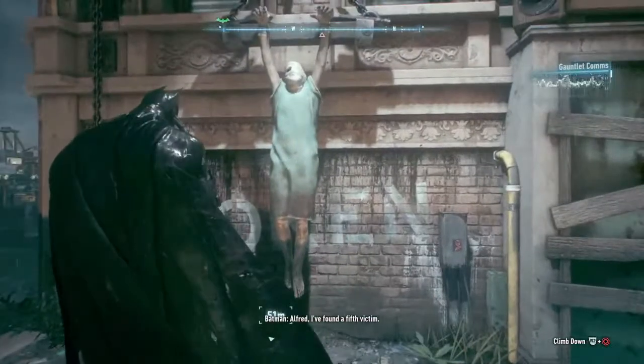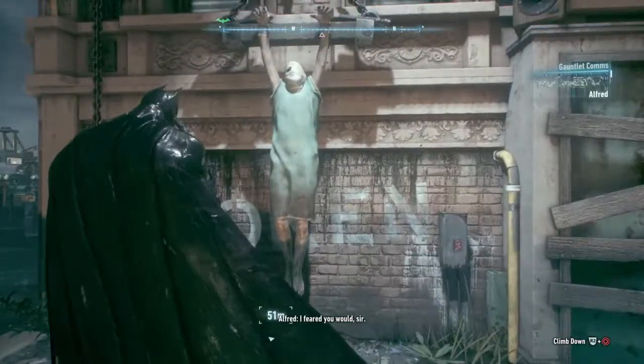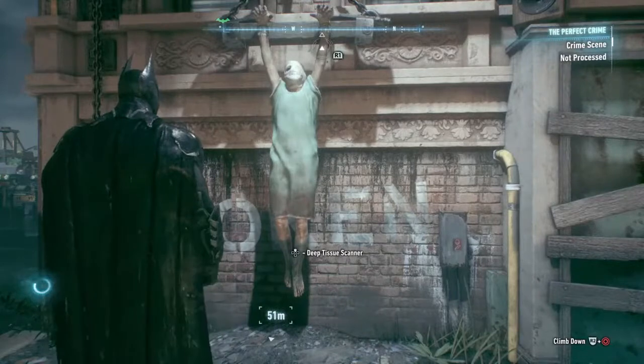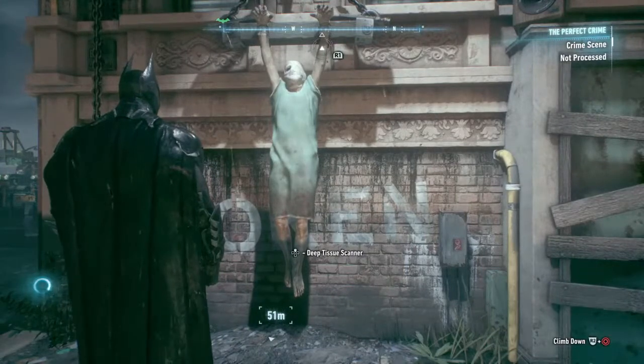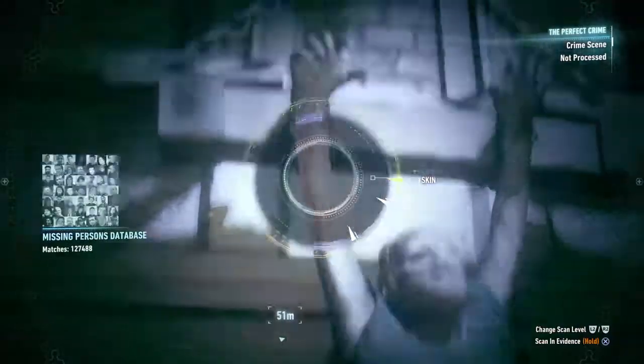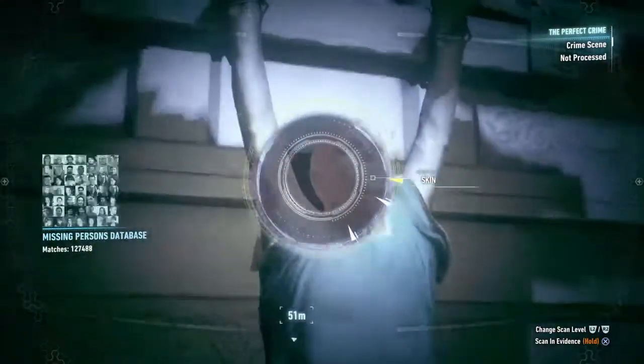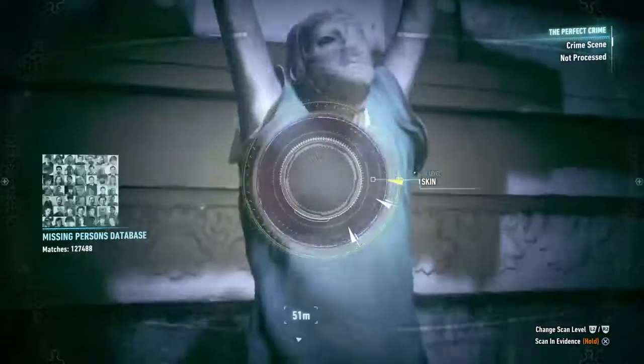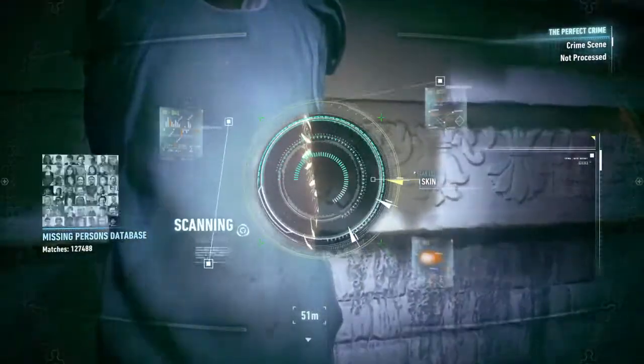Alfred, I found a fifth victim. I feared you would, sir. Oh, Detective, there's still a trial left for you to complete. If it helps, Dark Knight, think of yourself as Hercules, and these as your labors. Except, of course, they are labors of the mind, much unlike that dullard demigod's tedious tests of strength.